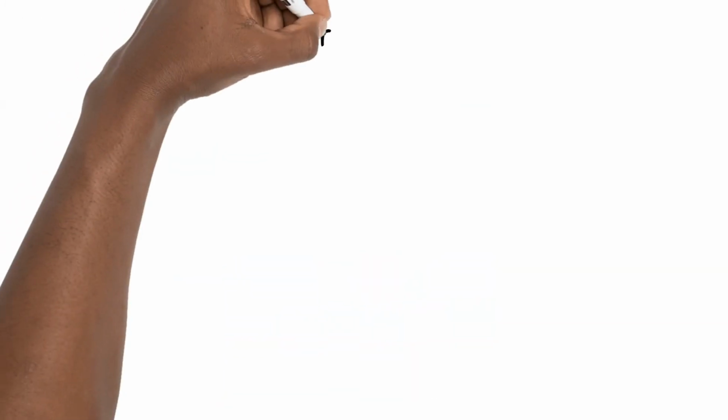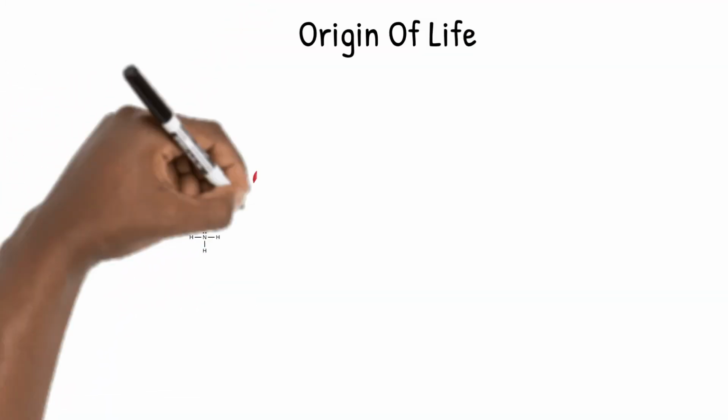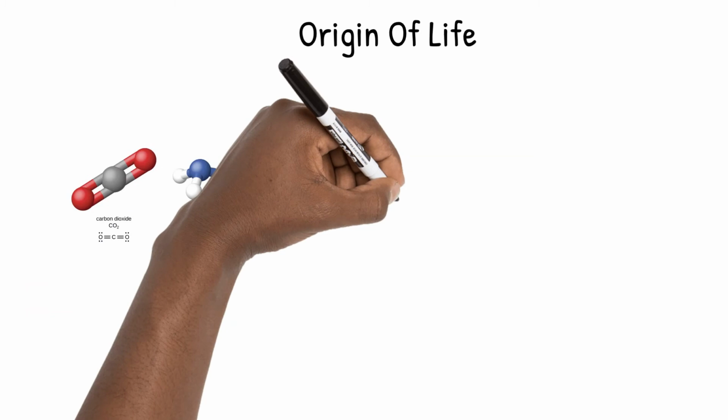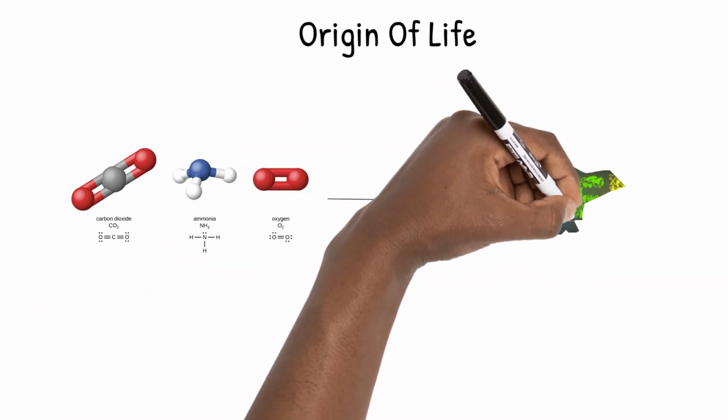What was the origin of life? Complex organic molecules formed an assemblage that can replicate inanimate matter into living substance, which led to the formation of life.